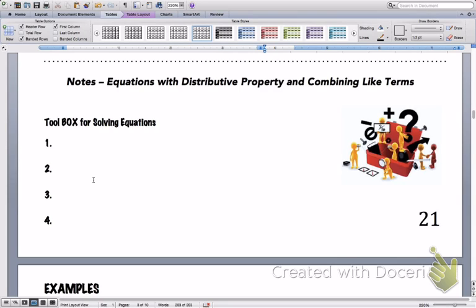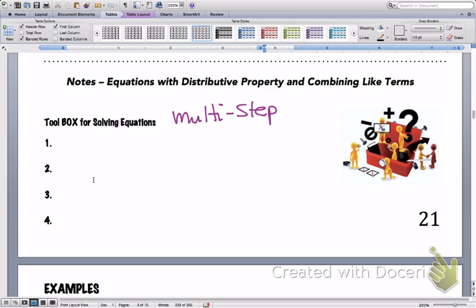So we call this our toolbox. So what's the first thing we should do whenever we get a more involved equation? And we call these multi-step equations. Let's just come and write that out. So we call that multi-step equations, meaning they have more than two steps.